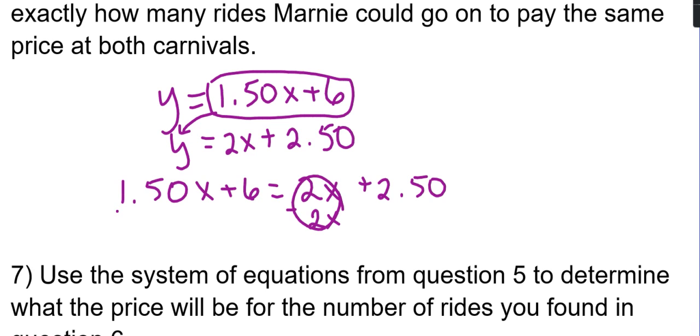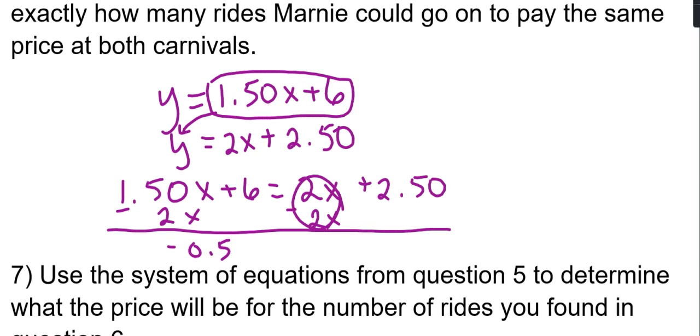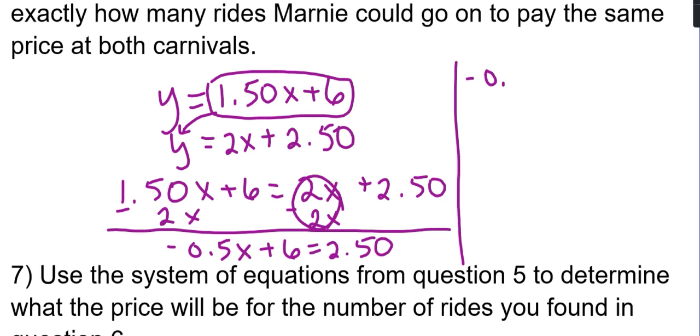2x minus 2x is 0. Subtract 2x here. 1.50 minus 2 is negative 1/2. Okay, negative 50 cents, right? If I have $1.50, take away 2. So negative 1/2 x plus 6 equals 2.50. I'm going to rewrite this right here because I'm running out of space.